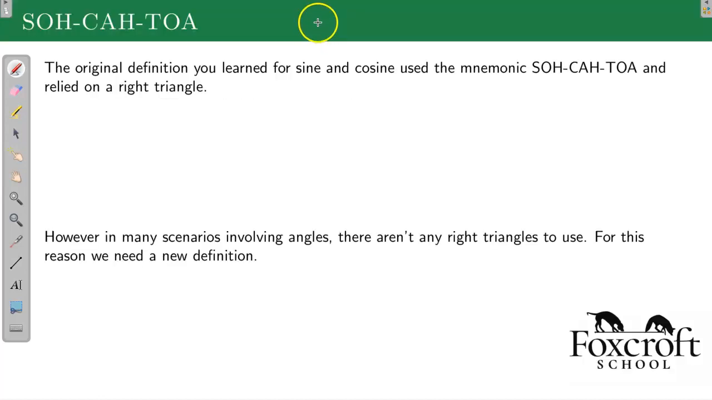Alright, so the original definition pretty much everyone learns for sine and cosine is the mnemonic SOHCAHTOA. I relate sine and cosine to a right triangle. However, in many circumstances, there's not a right triangle, or there are angles bigger than 90 degrees, which can't happen in a right triangle. So we've got to figure out another way we can talk about sine and cosine.